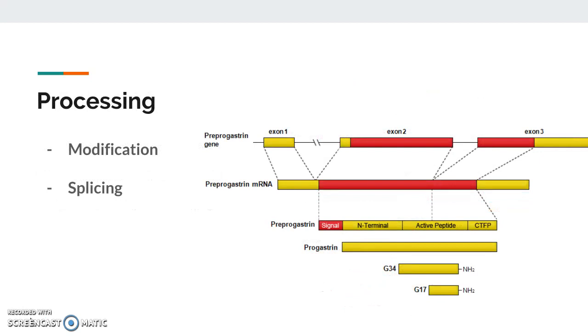In RNA processing, the pre-mRNA goes through modification and splicing to become a mature mRNA, ready to leave the cell. A pre-mRNA consists of 3 exons and 2 introns. During modification, a cap and a tail are added. These work as protection during the transformation. In splicing, the 2 introns are removed.